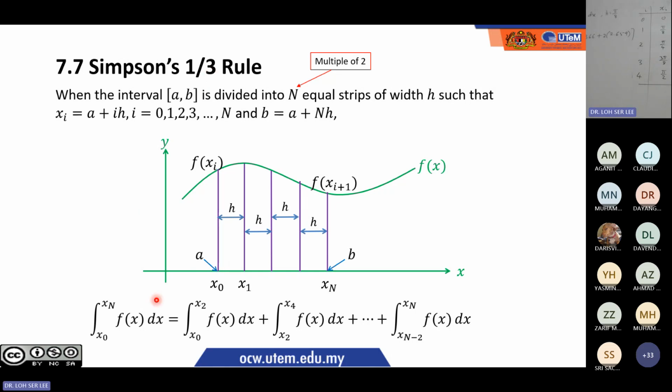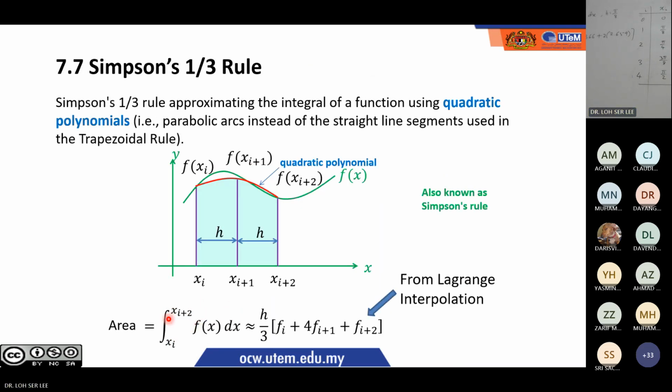Now we look at the formula. This one is from the first point until the last point. So this one, x0, x1, x2, we have x0 up to x2. This is for one formula. One formula represents the area for two subintervals.